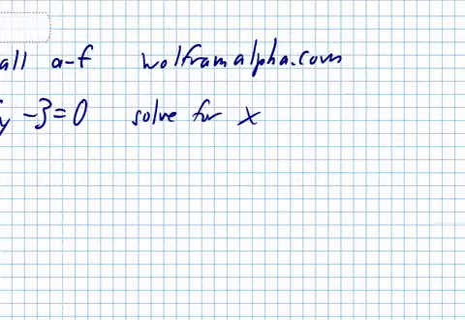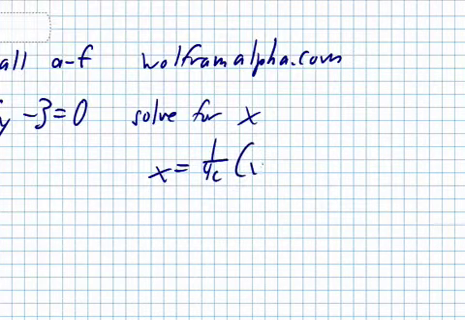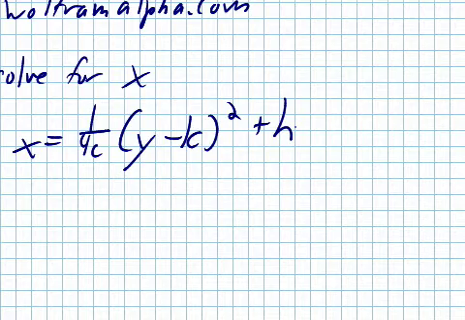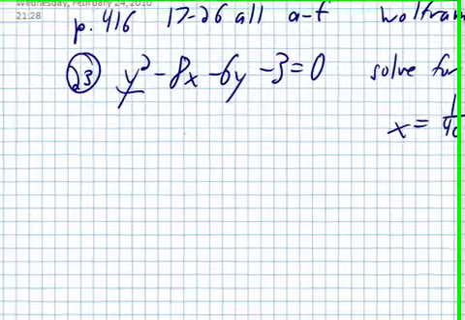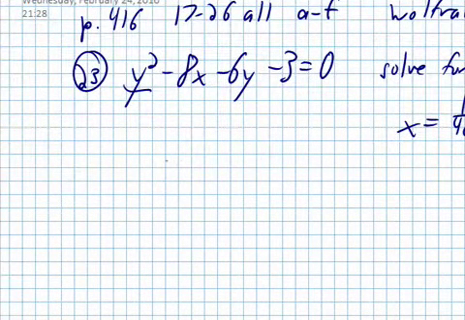More so than that, you also have to put it into the form x equals 1 over 4c, y minus k quantity squared, plus h. That graphing form is going to allow you to figure out what the h, k is, what the c value is, and go ahead and graph it. So this is all step A. This is completing the square on the y so that we can get into graphing form.